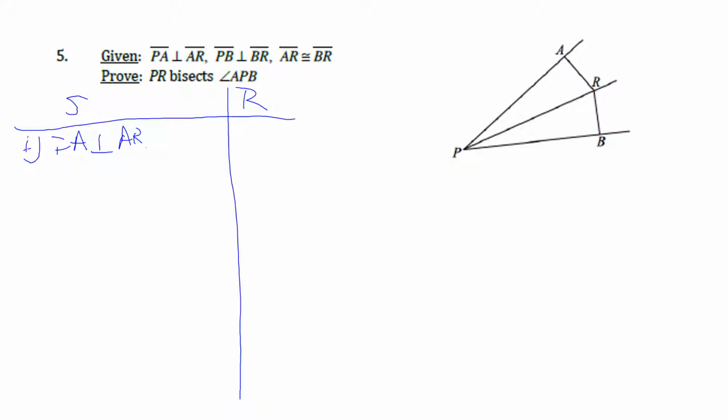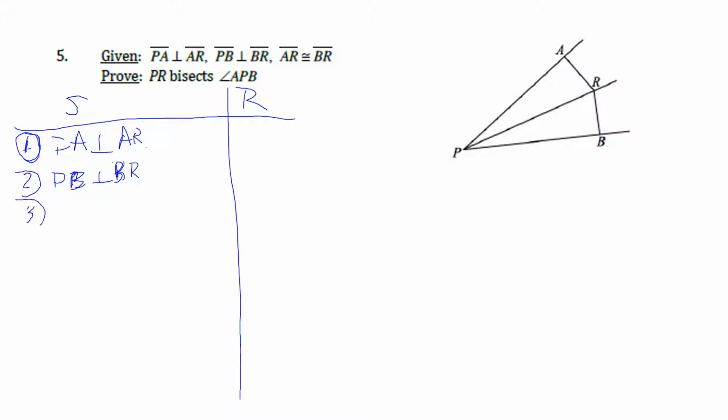And I know that when lines are perpendicular, it means that they form right angles. So when I get to that point on my diagram, I'm going to mark right angles. Jot down my next given. PB is perpendicular to BR. And that's a B.